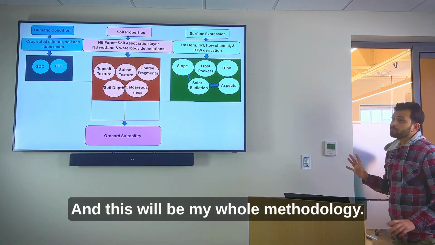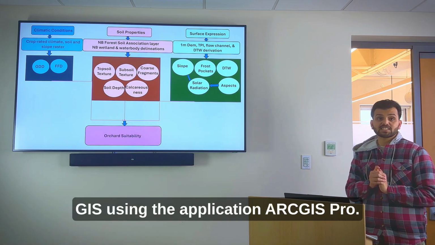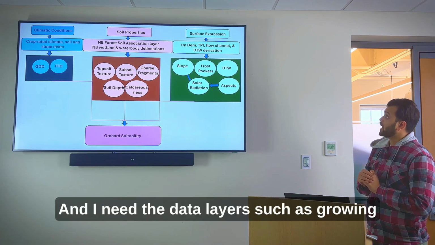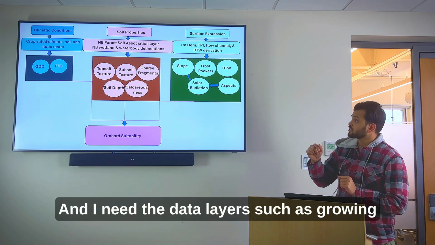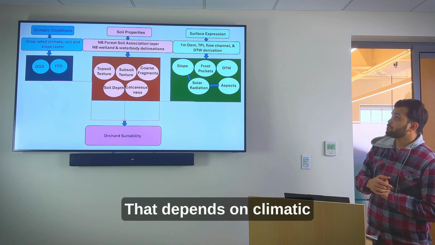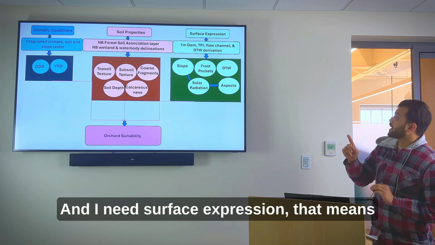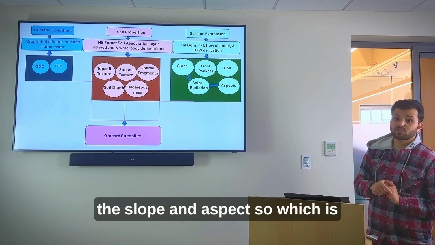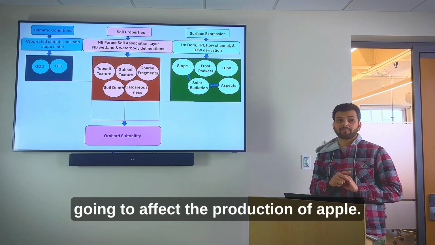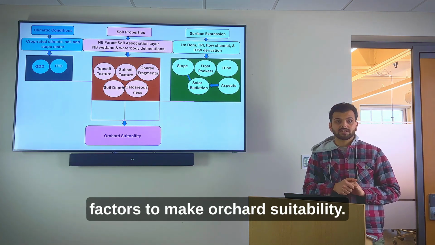And this will be my whole methodology. I will be conducting my research in GIS using the application ArcGIS Pro, and I need the data layers such as growing degree days, which means GDD, and frost-free days that depend on climatic conditions, and soil properties, and I need surface expression, that means the slope and aspect, which is going to affect the production of apple. And I'll integrate all those factors to make orchard suitability.